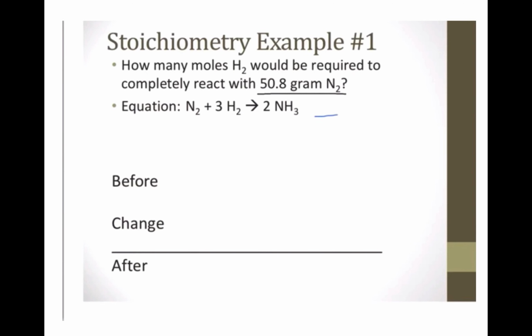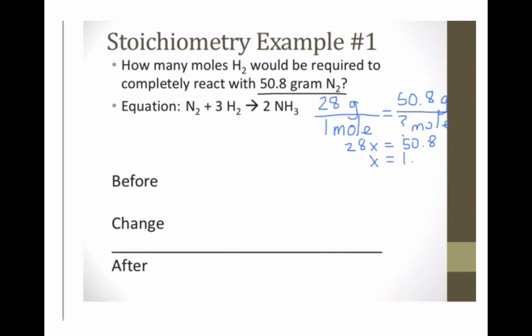So I'm going to set up a proportion off to the side here. Remember, we're going to use molar mass to convert from grams to moles. And for N2, the molar mass is 28 grams in every 1 mole. And we don't have 28 grams, we have 50.8 grams. And we want to know how many moles that is. So if I cross multiply, 28x equals 50.8, and if I divide both sides by 28, x is equal to 1.8143 moles. And I'm going to keep a few extra decimal places until I get to the end of my problem. I won't round really well until the end. So it tells us that's moles of nitrogen.